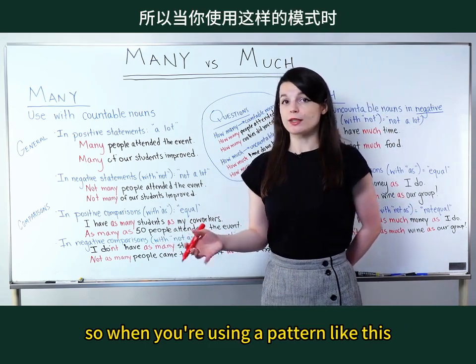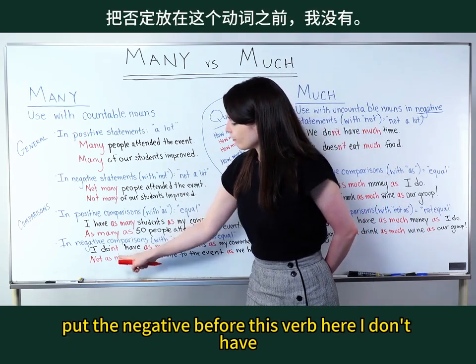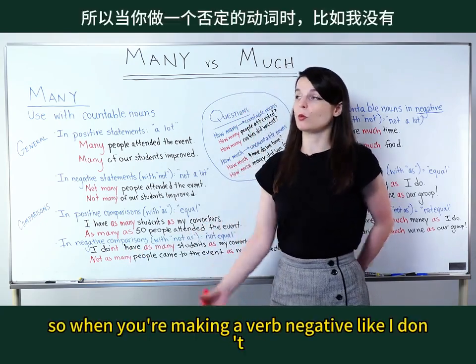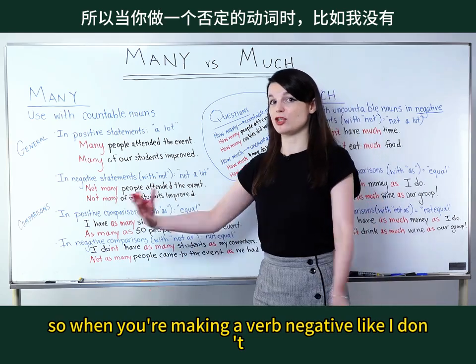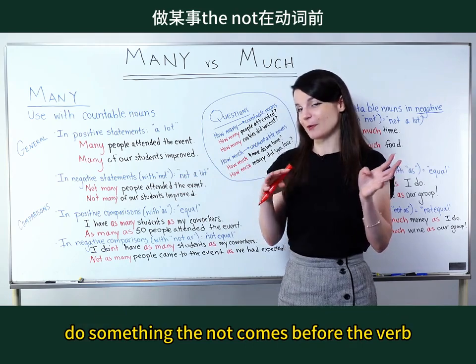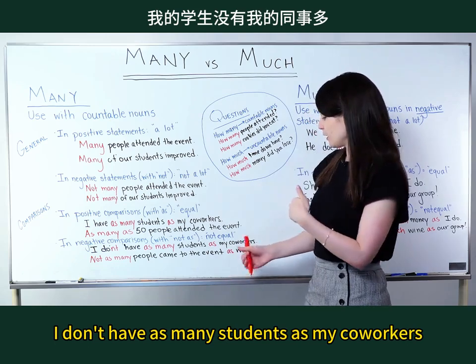So when you're using a pattern like this, you're making a negative, put the negative before this verb here. I don't have, I don't have. So when you're making a verb negative, like I don't do something, the not comes before the verb. This follows the same kind of pattern. I don't have as many students as my coworkers.